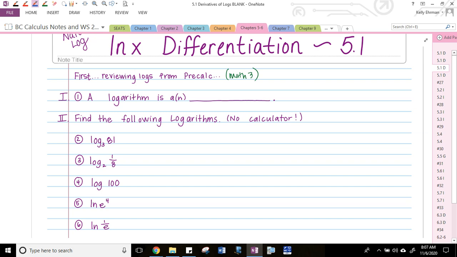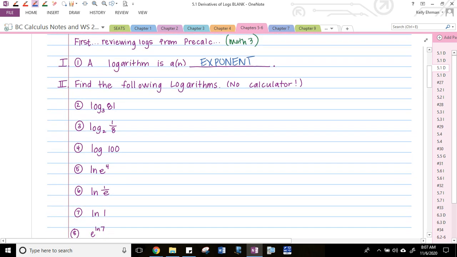First of all, we have to think, what does a logarithmic equation represent? A logarithm is an exponent. Meaning, if we want to evaluate the following logarithms, and we would do this without a calculator, the log base 3 of 81 is really asking you, 3 to what power equals 81, right? So it's the same thing. So this logarithmic expression is an exponent. Okay, so our answer is 4.